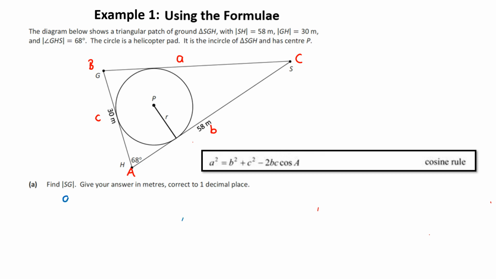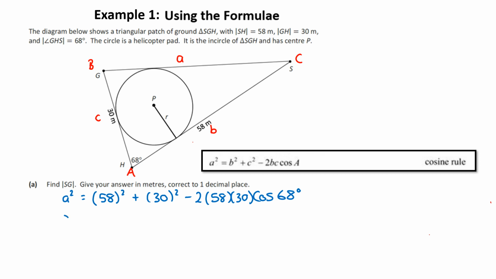So we're going to have A squared equals B squared, so that's 58 squared, plus 30 squared minus 2BC cos of 68 degrees. Now just double check before you do anything that your calculator is in degree mode. If you're using a Casio, it should have a D up the top. If you are using Sharp, it will say DEG. If it doesn't, change it now.